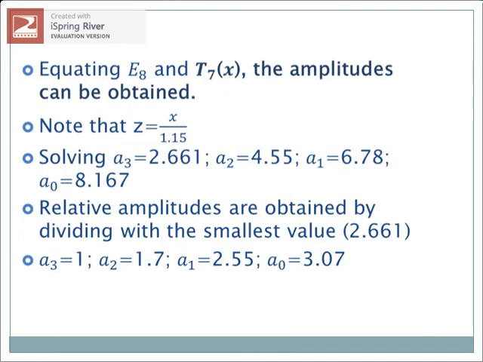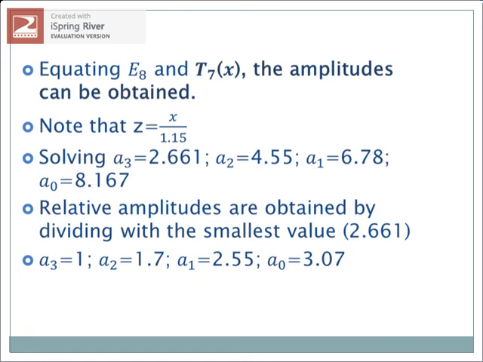Equating the total electric field E8 and the Tchebyscheff polynomial T7 of x, you can find the amplitude levels. One thing you must note is that z equals x divided by 1.15. Then equating E8 and T7 of x, you get the amplitude levels: A3 equals 2.661, A2 equals 4.55, A1 equals 6.78, and A0 equals 8.167.